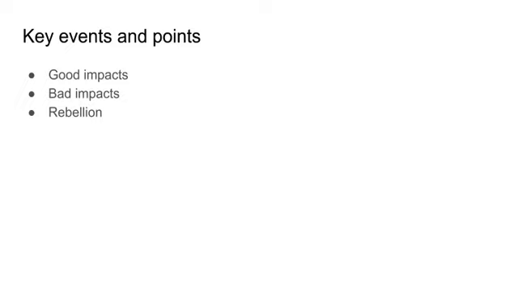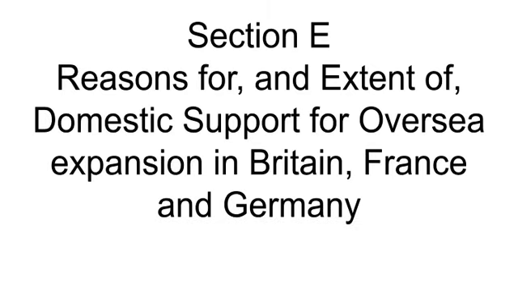And from 1904 to 1907, the Herero and Nama, the two peoples, rebelled against Germany's rule, calling it a genocide. Now we move on to our last section. Section E, reasons for and extent of domestic support for overseas expansion in Britain, France, and Germany.